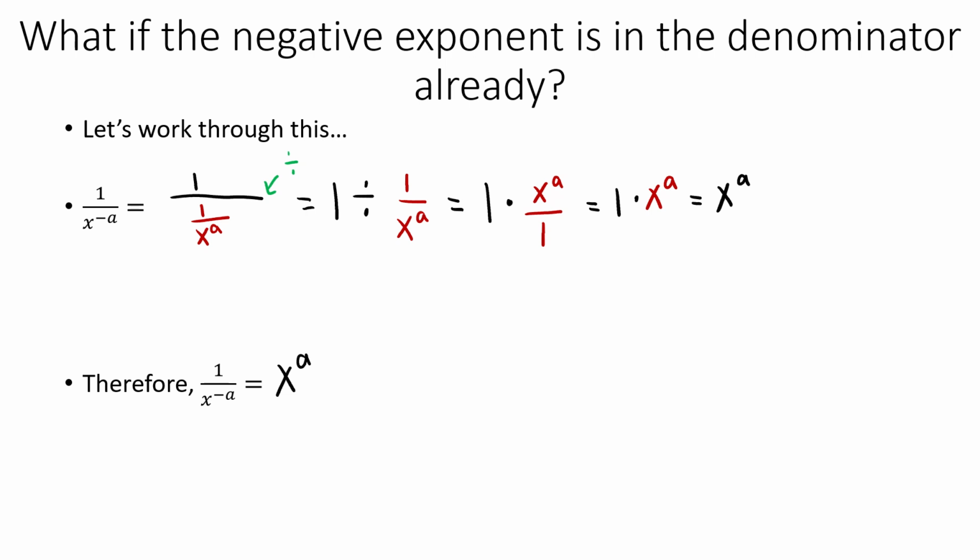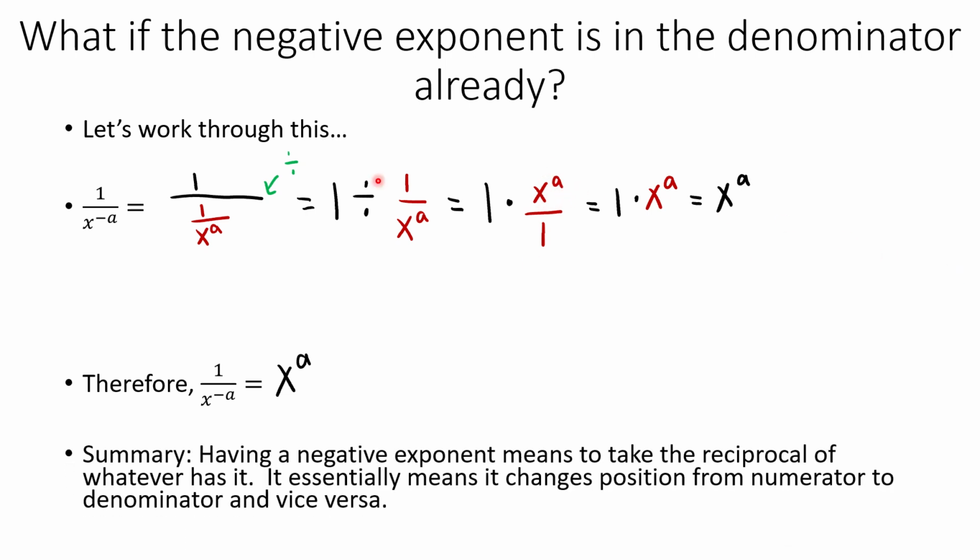So 1 over x to the negative a is just a messy way of saying x to the a, so that it's back up in the numerator. If you go back here, we've got the x to the a in the numerator. So what does that mean? Summary of our negative exponents: having a negative exponent means to take the reciprocal of whatever has it. It essentially means the factor that has the negative exponent changes position from numerator to denominator and vice versa.